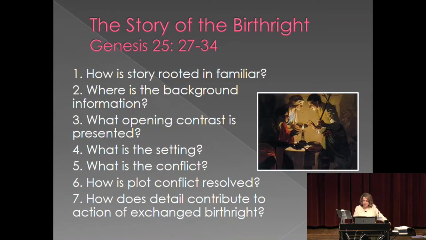How does detail contribute to the action of the exchanged birthright? What detail do you see here? There's a lot of detail in here.